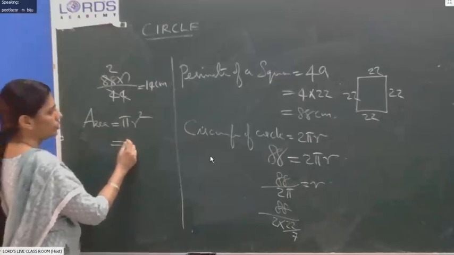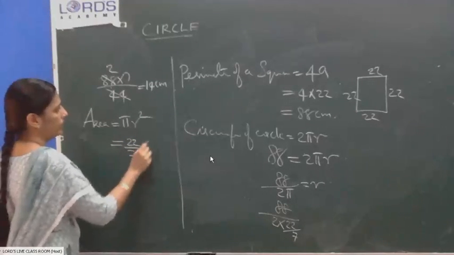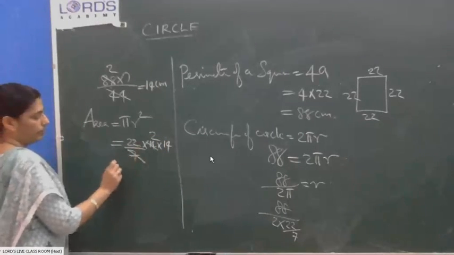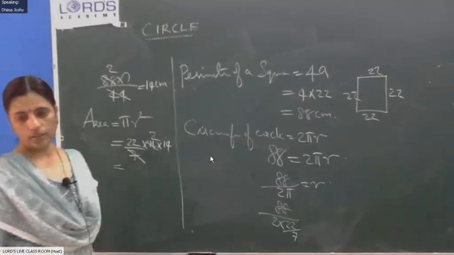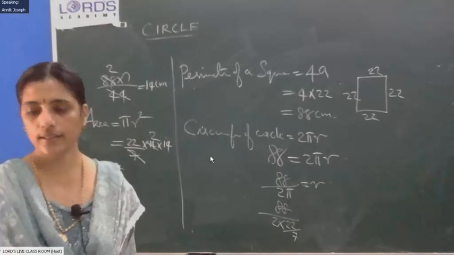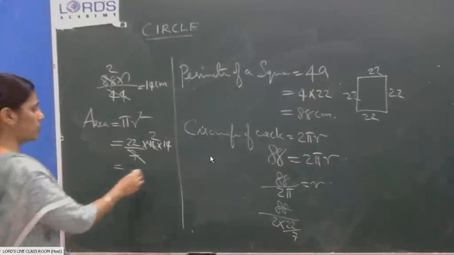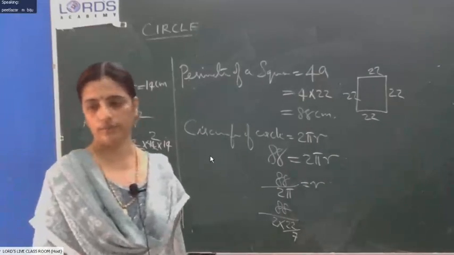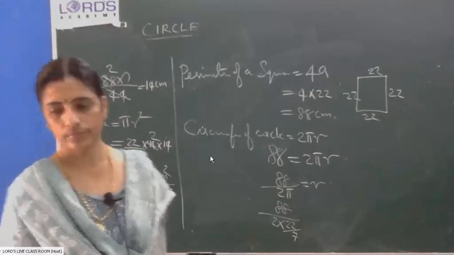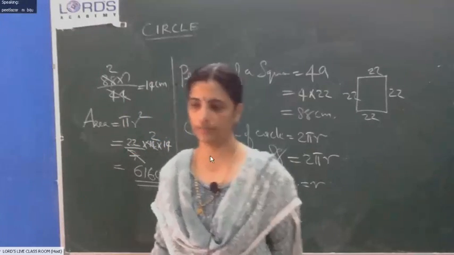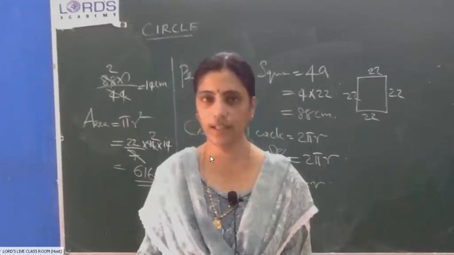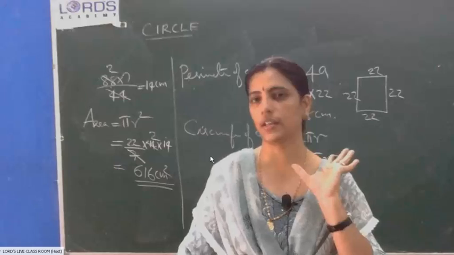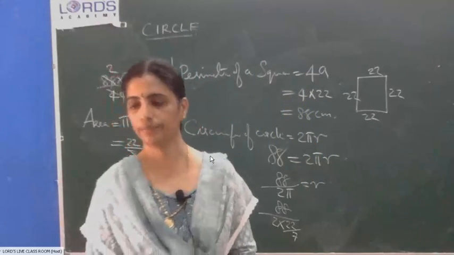Area equal to pi r square. 14 into 14. 7, 2 times. 44 into 14. Answer is 616 centimeter square. Any doubt on this? You have to see that the circumference of the square and circumference of the circle both are same, and we did. Next question.